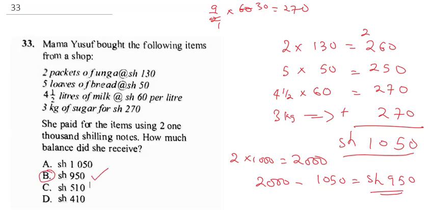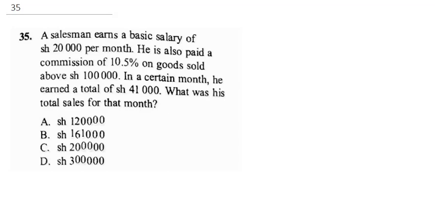Now that'll take us to the next question that says a salesman earns a basic salary of 20,000 per month. He is also paid a commission of 10.5% on goods sold above 100,000 shillings. In a certain month, he earned a total of 41,000 shillings. What was his total sales for that month?